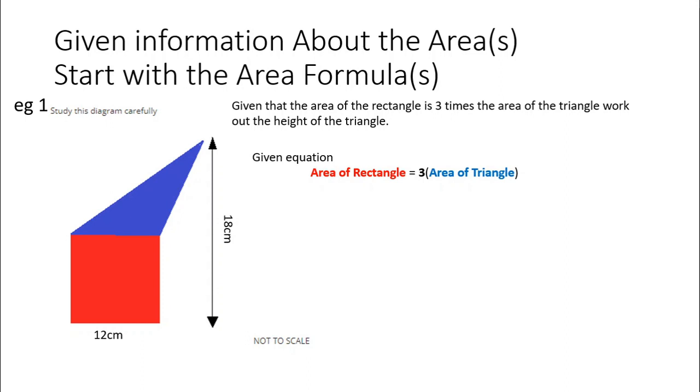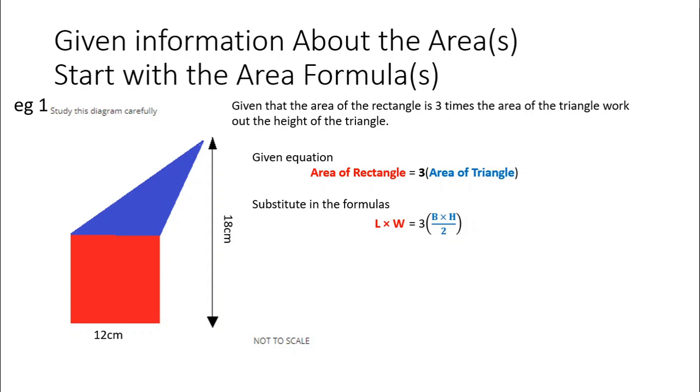Don't jump ahead. Let's move forward with where we are right now. We know the formula for the area of a rectangle, and we know the formula for the area of the triangle. So let's substitute those formulas into this equation. The area of a rectangle is length times width, and the area of a triangle is base times height divided by 2. So the area of the rectangle being 3 times the area of the triangle means that the length times the width of the rectangle is equal to 3 times base times height divided by 2.